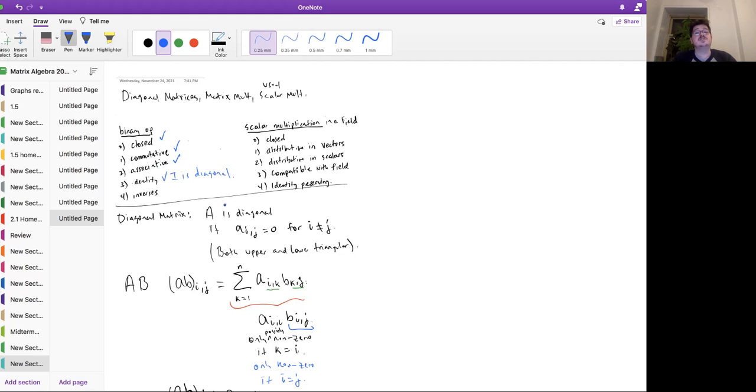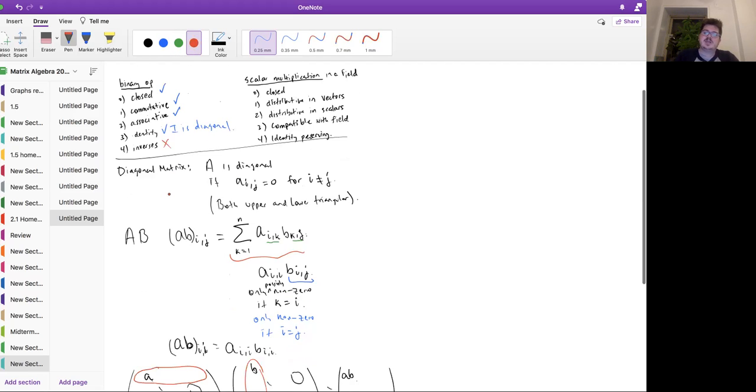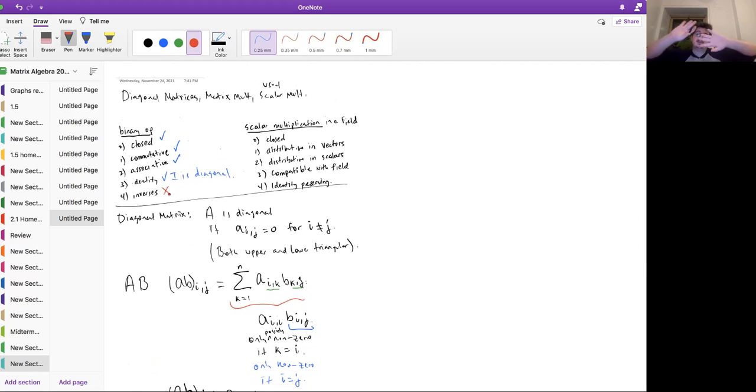Good, yeah. Inverses are not guaranteed. And why is that? It's because the diagonal just means that the upper and lower triangle entries are zero. It says nothing about the diagonal entries. One of the diagonal entries could be zero. And why is that a big problem? What does a zero in the diagonal tell you? Good, it makes you a zero row. Yeah, could be singular.